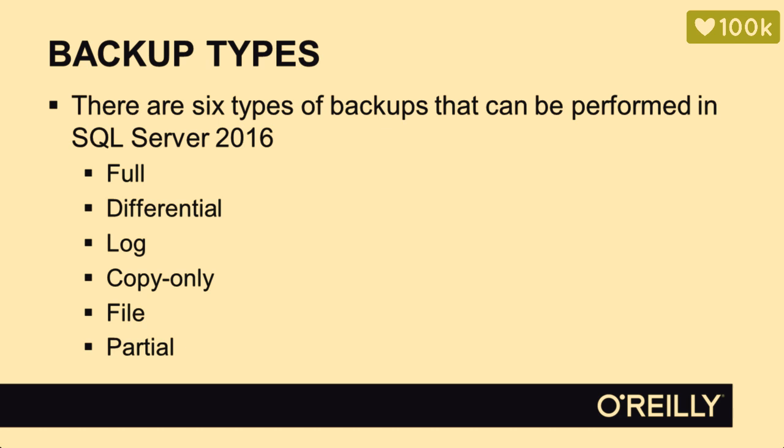The first backup type is the full backup. That's the one we all first learned about when we first started doing backups early in our career. Then there's the differential backup, the log backup, copy only backup, file backup, and a partial backup. Let's take a quick look at just the general description and purpose of each one of these.